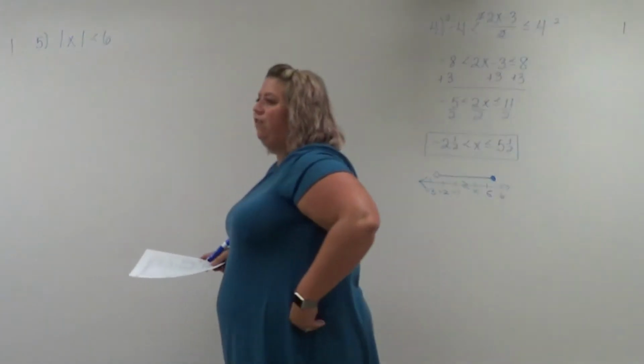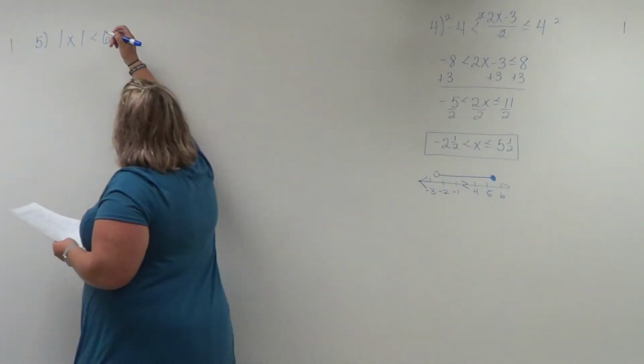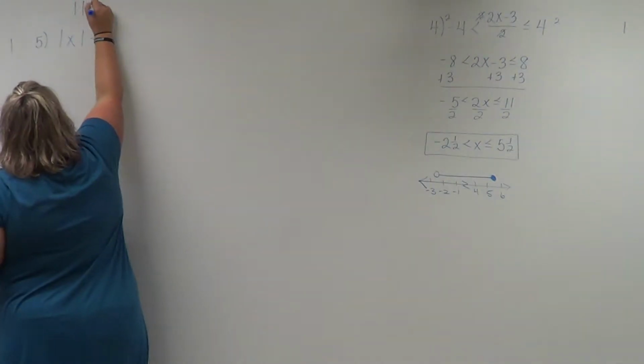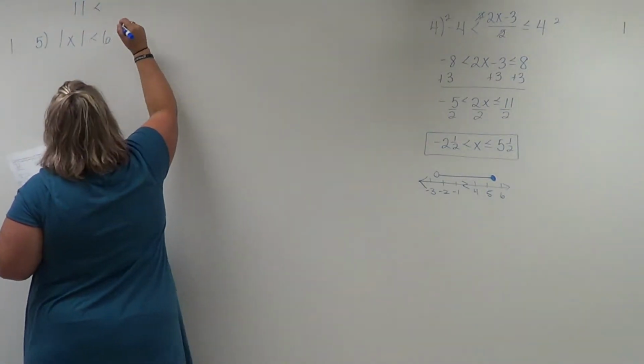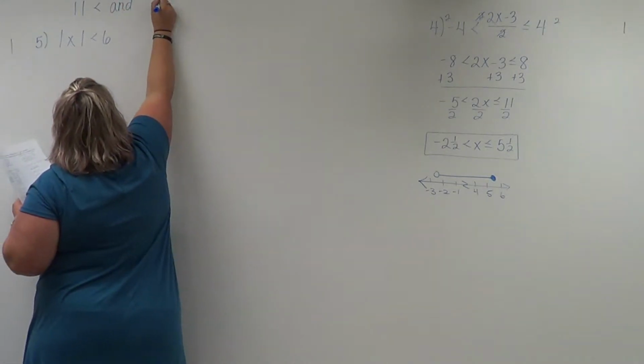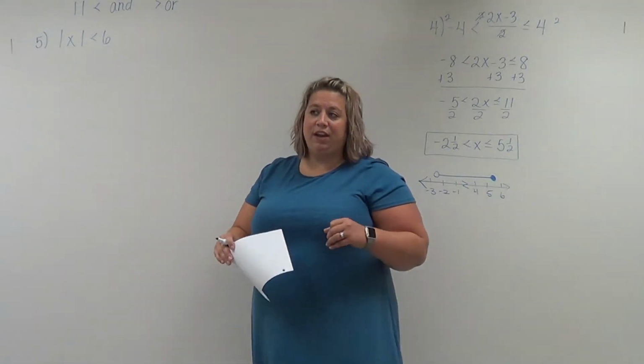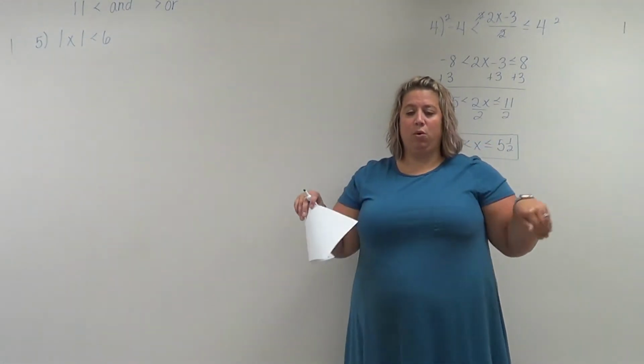Okay, absolute value inequalities. If it is an absolute value and it's a less than, then this is going to be an and problem. If it's a greater than, it's going to be an or problem. What I mean is when we're graphing, ands go together, ors go apart.